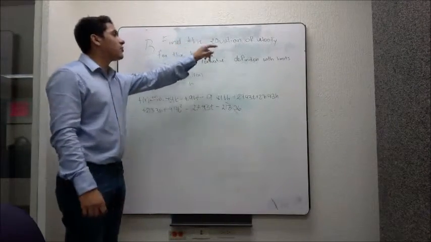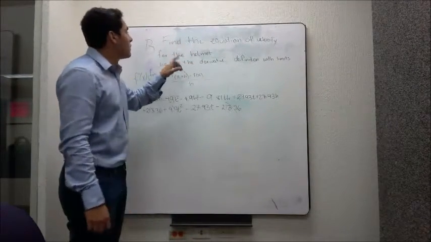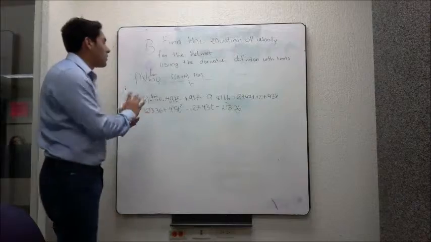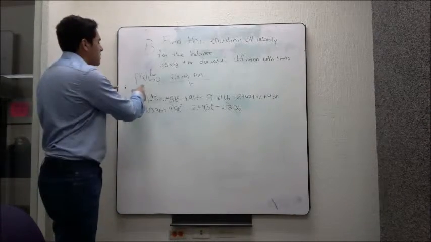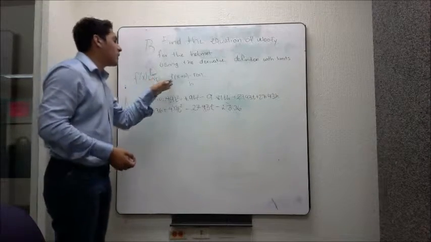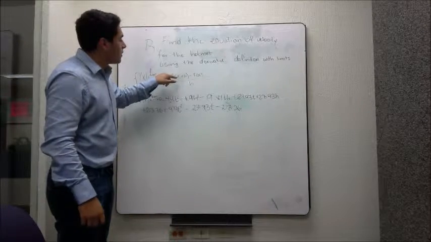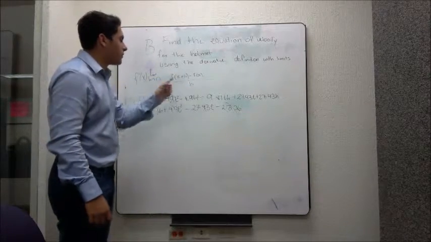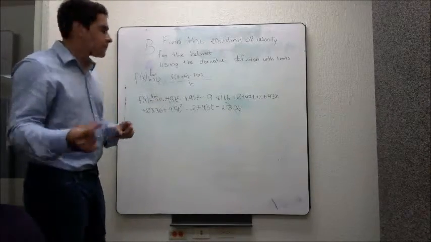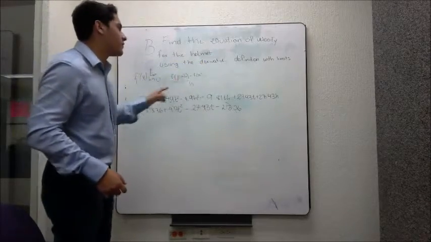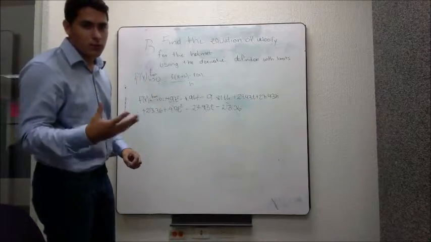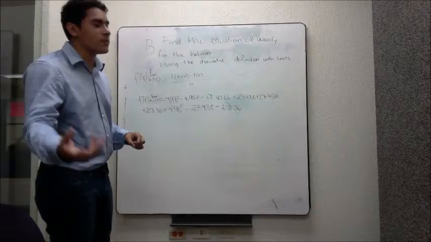They ask us to find the equation of the velocity for the baseball helmet using the derivative definition with limits. Well, f prime of x is equal to the limit as h approaches 0 of f of x plus h minus f of x, all over h. Well, this is the derivative definition with limits, because f prime of x is equal to v of x, the velocity of x.